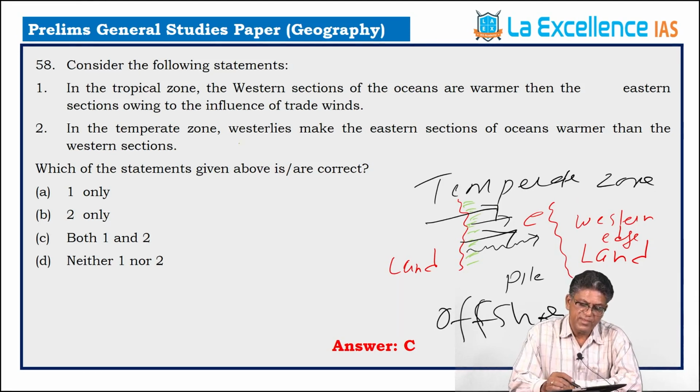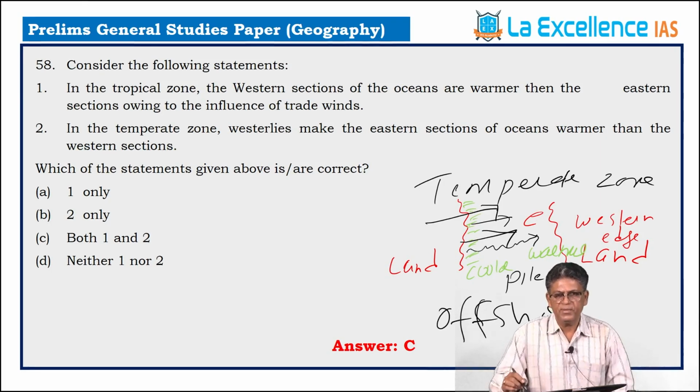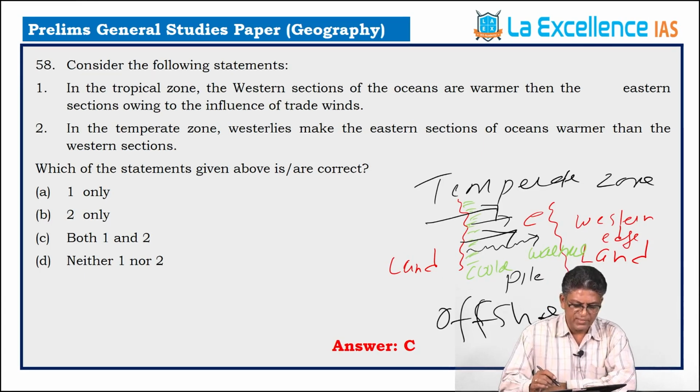The statement says in temperate zone, westerlies make the eastern sections of oceans, which is this eastern section, warmer than the western sections, which is correct because the western sections have cooler waters. This is cooler, so this is warm. So this is the concept which is all about the relationship between the planetary winds and the ocean currents, and therefore the answer for 58 is C. Both 1 and 2 statements are correct.